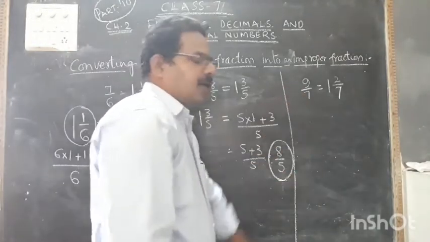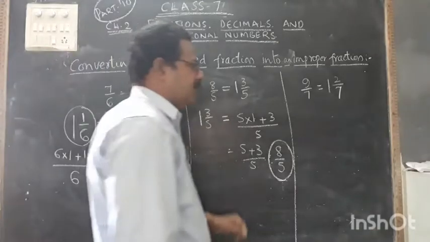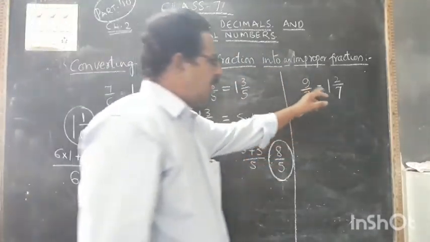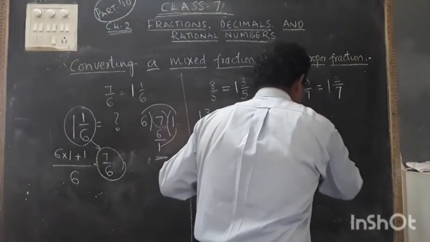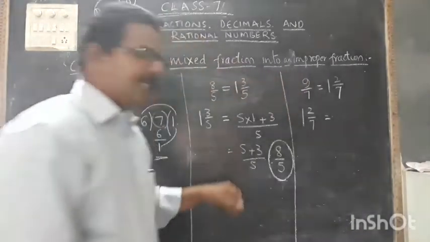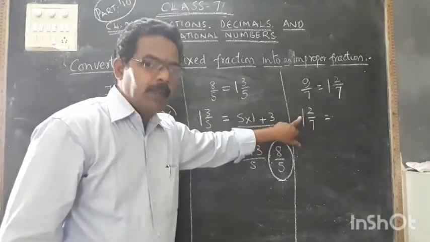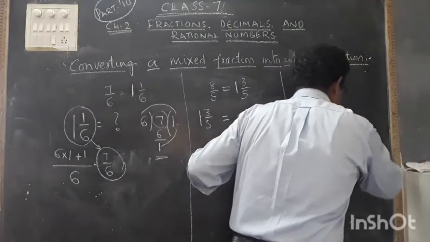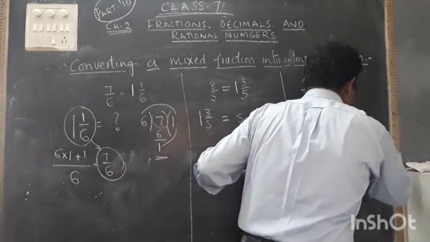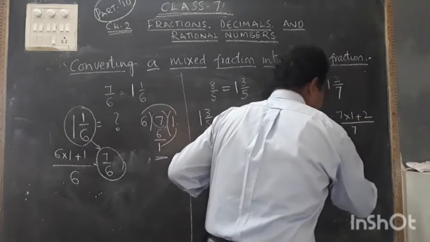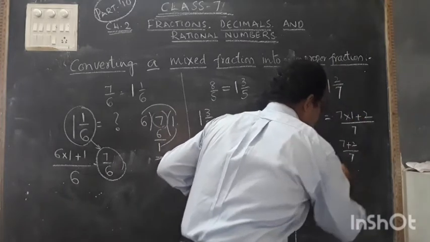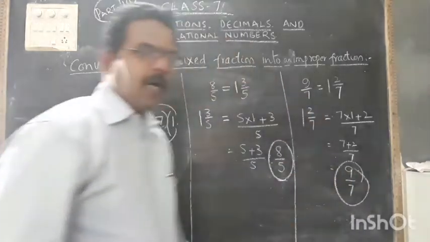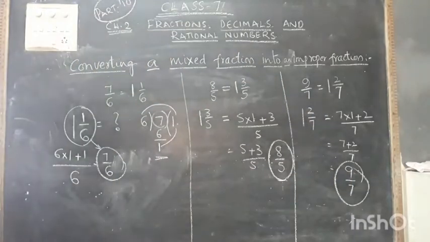Next, the third one. 9 by 7 is equal to 1 and 2 by 7. Forget about this 9 by 7. We have to obtain this 9 by 7. Take this 1 and 2 by 7. In 1 and 2 by 7, this is the denominator, this is the whole number part, this is the numerator. So 7 into 1 plus 2, divided by 7. 7 ones are 7, plus 2, divided by 7, is equal to 9 by 7. The improper fraction which we got is 9 by 7.